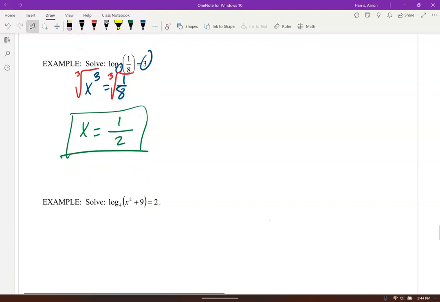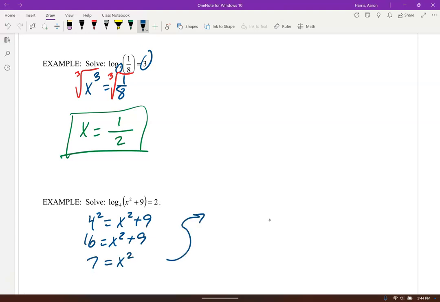Let's do this next one here. We got log base 4 of x squared plus 9. Let's use that property. So 4 to the 2 equals x squared plus 9. So 16 equals x squared plus 9. Go ahead, subtract 9 from both sides. So 7 equals x squared. Now we'll square root both sides. So we got plus or minus root 7 on that.